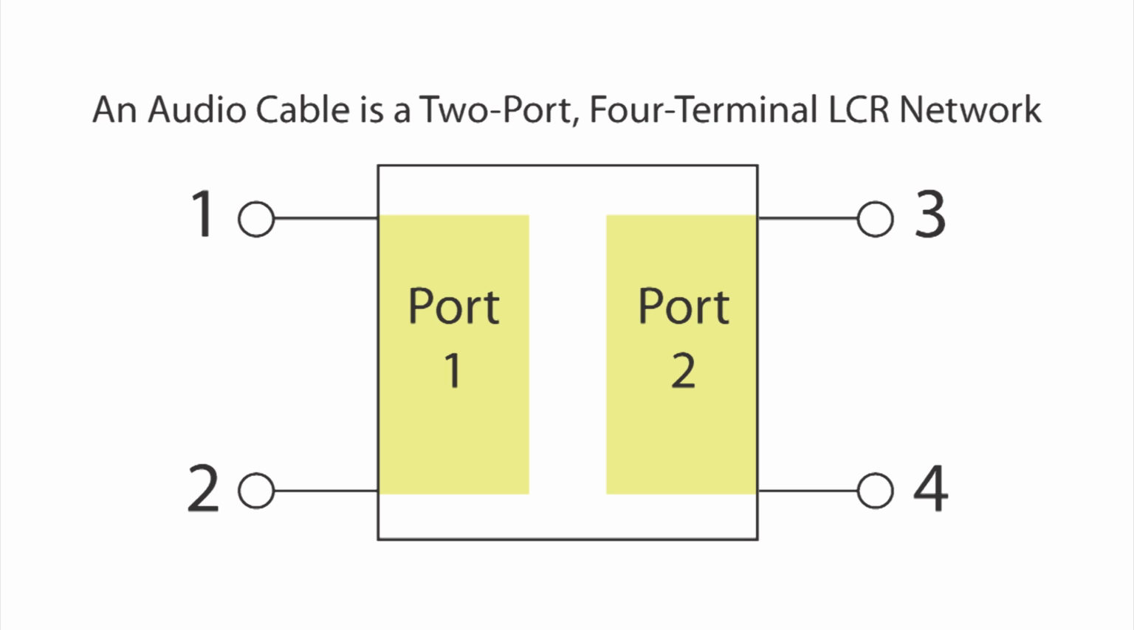All audio signal carrying cables or interfaces can be viewed as a 4-terminal 2-port network. A network port consists of 2 electrical terminals. This, of course, also means that a 2-port network has 2 accessible pairs of electrical terminals, or 4 terminals in total. One of these terminal pairs is the input port, to which a known signal, voltage, or current is applied.